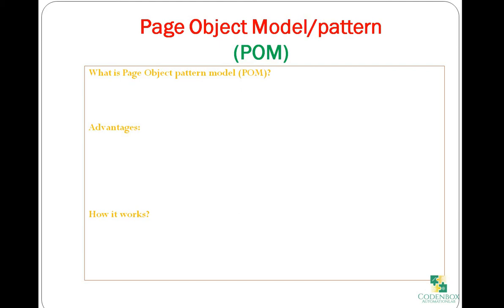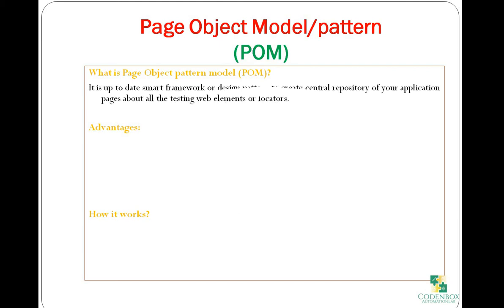So first, what is the page object pattern? It is an up-to-date, smart framework or design pattern to create a central repository of your application pages, with all the testing web elements or locators. So this is the latest design pattern. Some people say it's not a framework, it's just a design pattern. So you can say, I accept it as a design pattern or framework, but I look more at the benefits of it.